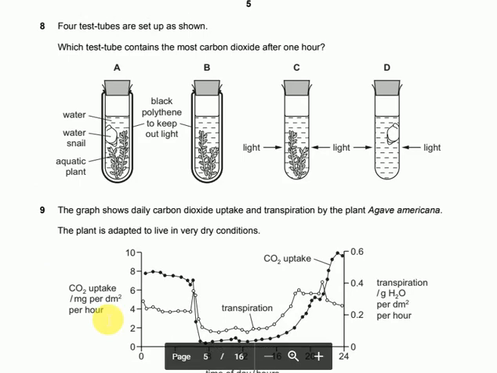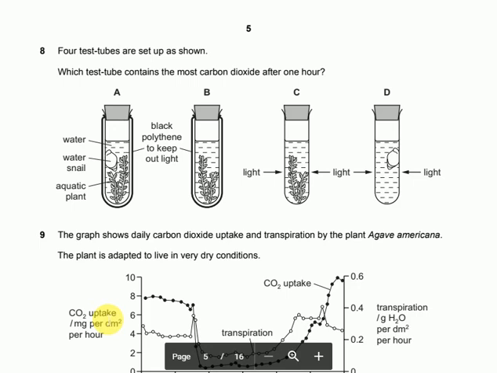Food tests are set up as shown. Which test tube contains the most carbon dioxide after an hour? Let's see. Light is given and light is not given. So polythene is colored in A and B to keep light out, and the plant won't be able to photosynthesize. Okay, let me just see, the water snail just gives out carbon dioxide. So I think the one with the water snail would be the most.